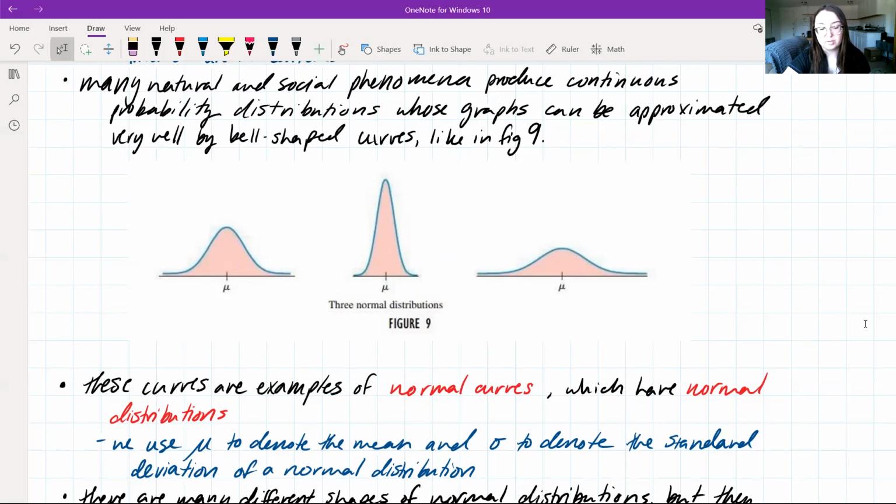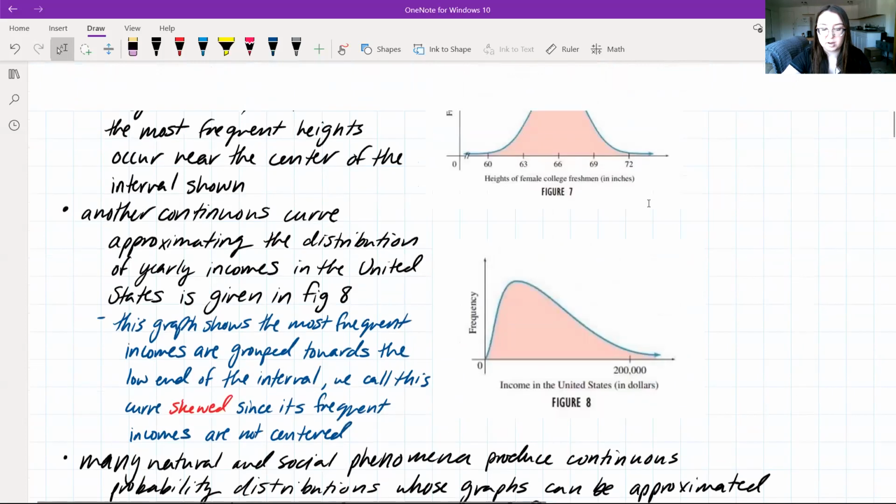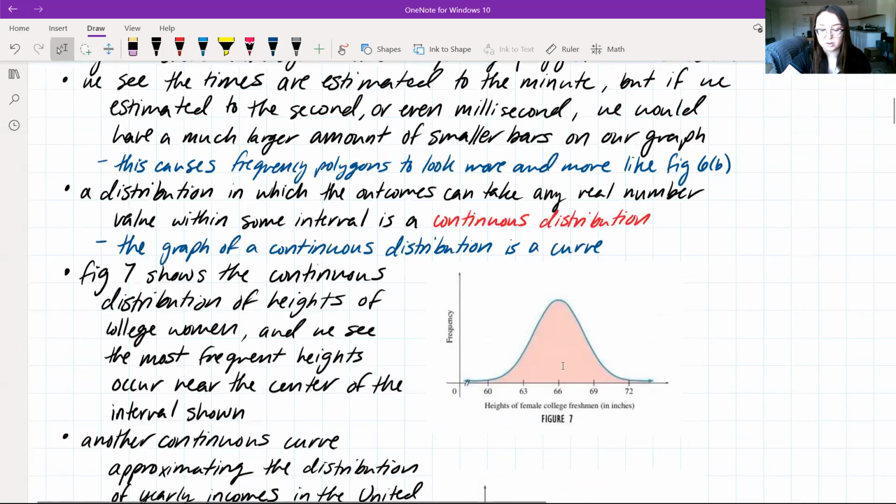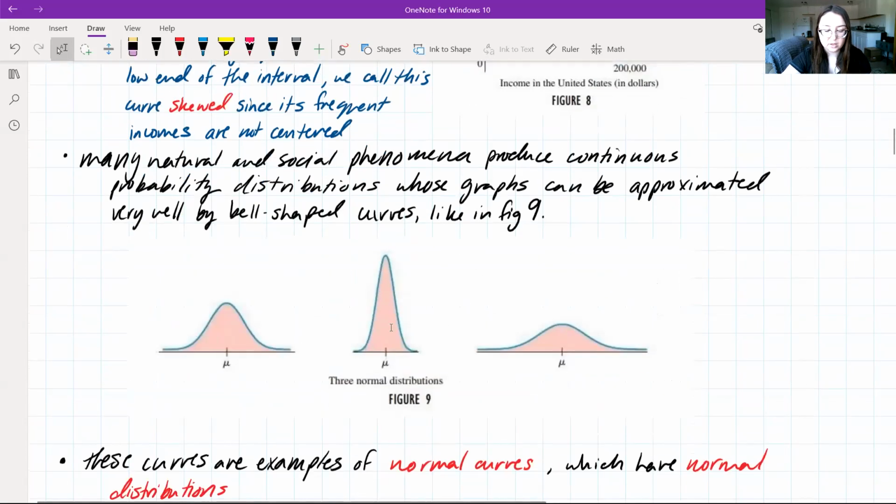So the very first graph that we see here in figure 9 definitely has more of the shape of figure 7 that we looked at earlier, while the second figure is much taller and much thinner. And then we see our last part here, it's definitely much shorter and much wider. So even though they have different shapes, they all are recognized by having a bell-shaped curve.